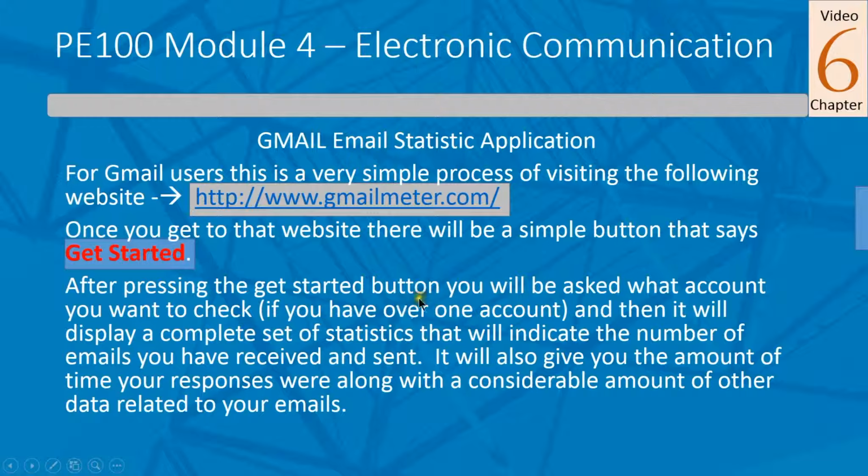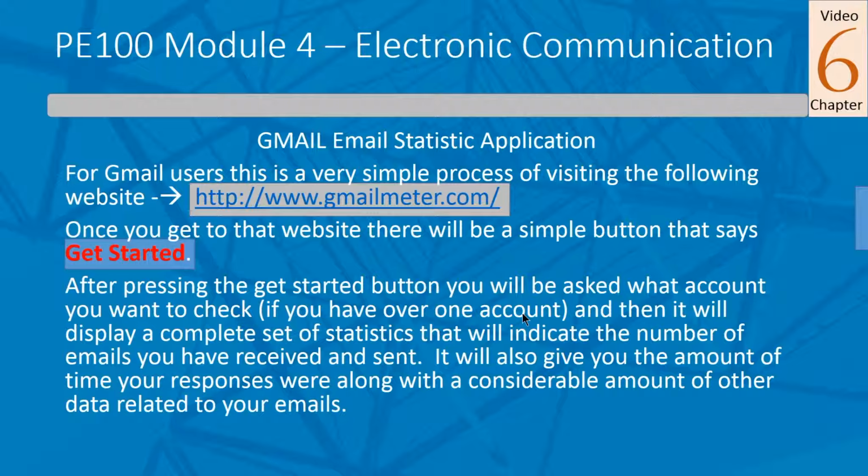And after pressing that, if you have more than one account, it's going to ask you which account it wants the statistics for. But if you only have one account, it's just going to throw the stats up on the screen. And then once it does that, your stats will show up on your screen, and it's going to indicate the number of emails you've sent and how many you received on a daily basis.